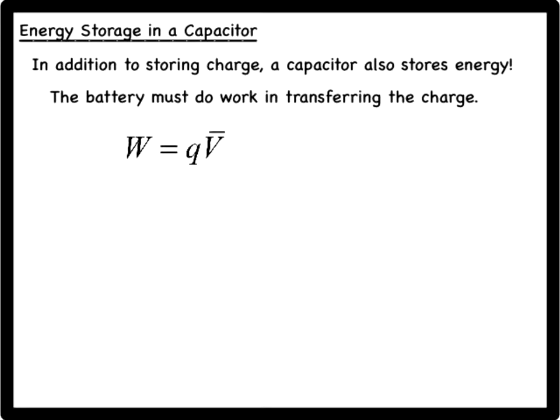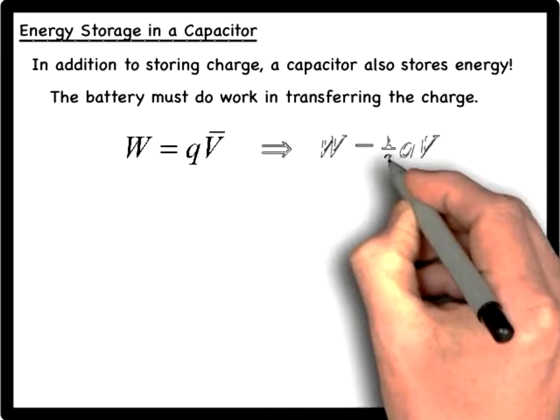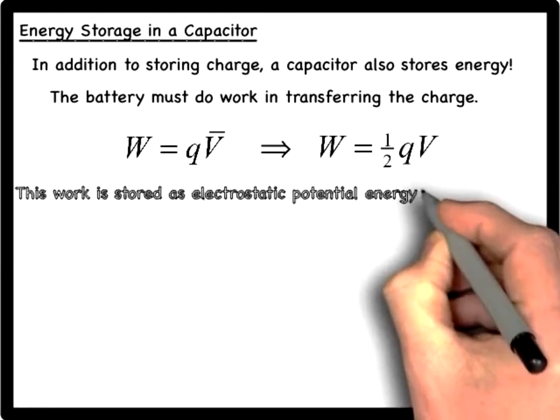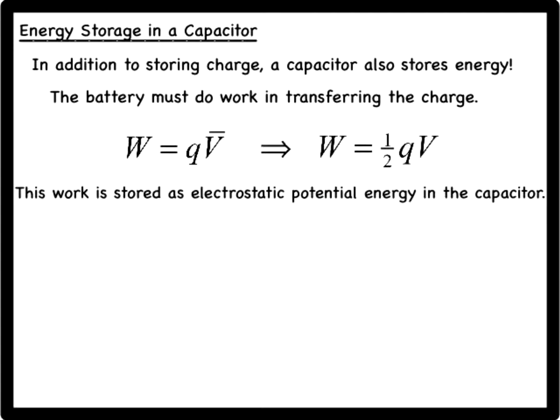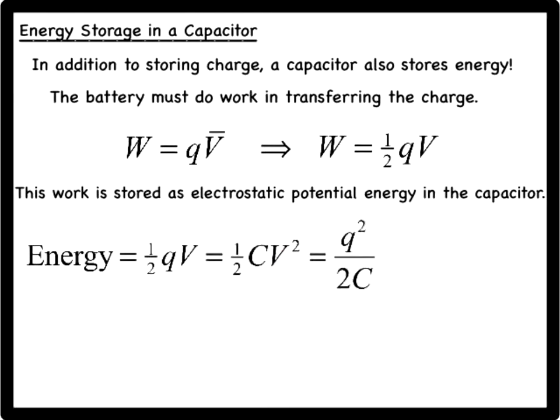Since the average potential difference is 1/2 the final potential, the total work done by the battery is given by the following. This work does not disappear, but is stored as electrostatic potential energy in the capacitor, so that the energy is equal to 1/2 Q times V. We can solve the relationship Q equals CV for either Q or V, and then make this substitution into the energy equation above. This gives us two more equivalent ways to calculate the energy.